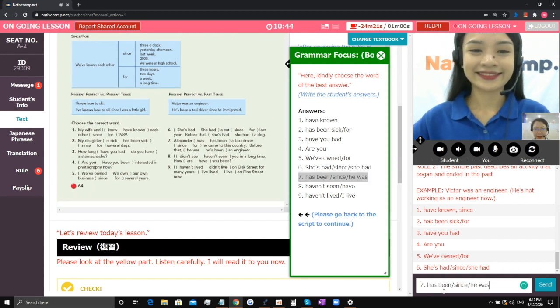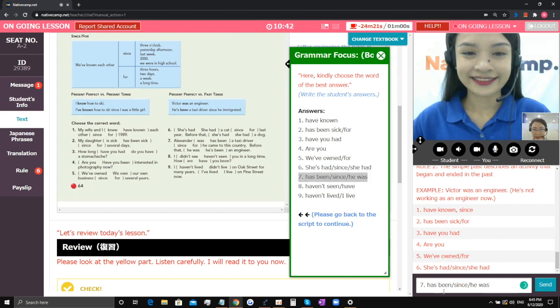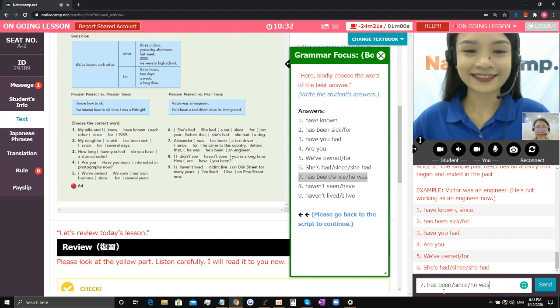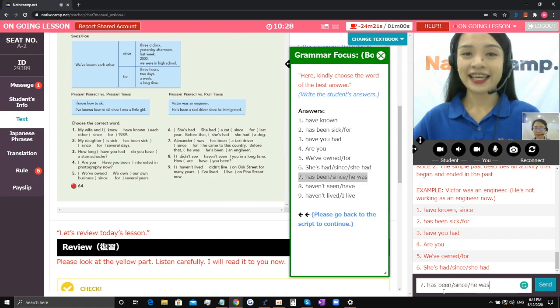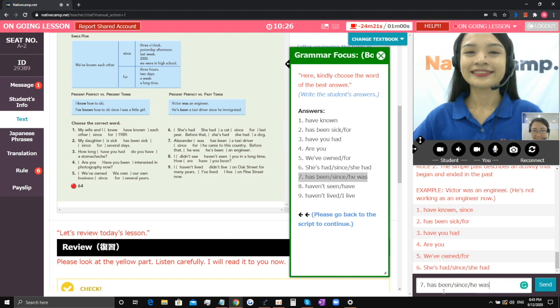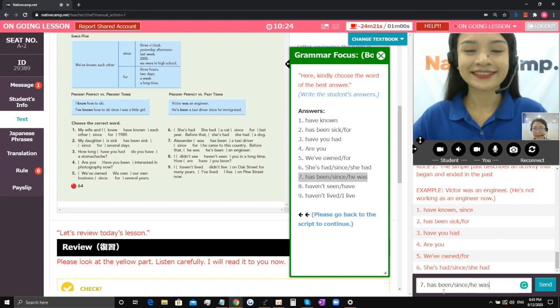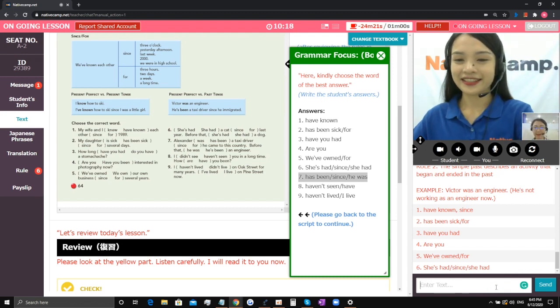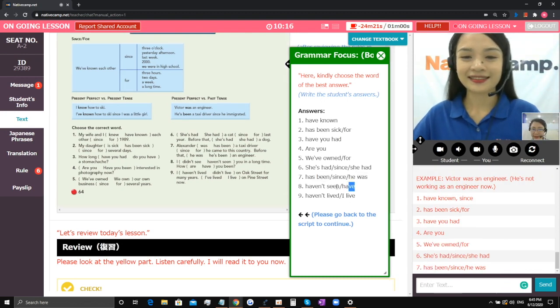Alexander has been a taxi driver since he came to this country. Since he came. Since he came to this country. Before that, he was an engineer. Yes, that's correct. Let's go to number 8.